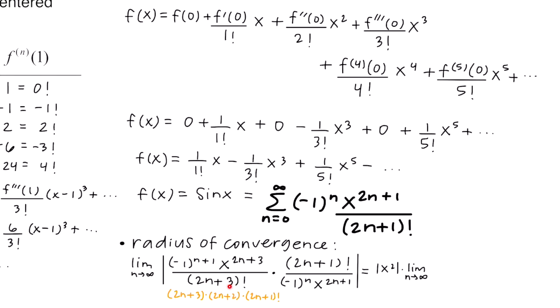And then this (2n+3)! you can rewrite as (2n+3) times (2n+2) times (2n+1)!, where this factorial and this factorial cancel out. So here we have the limit as n gets larger and larger, this fraction is going to go to 0. And 0 is less than 1, therefore our series is always convergent. So again, our radius of convergence is going to be r equals infinity.